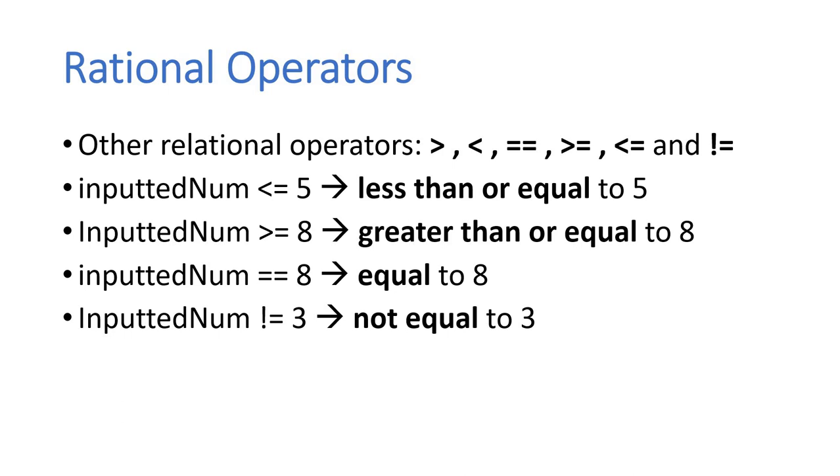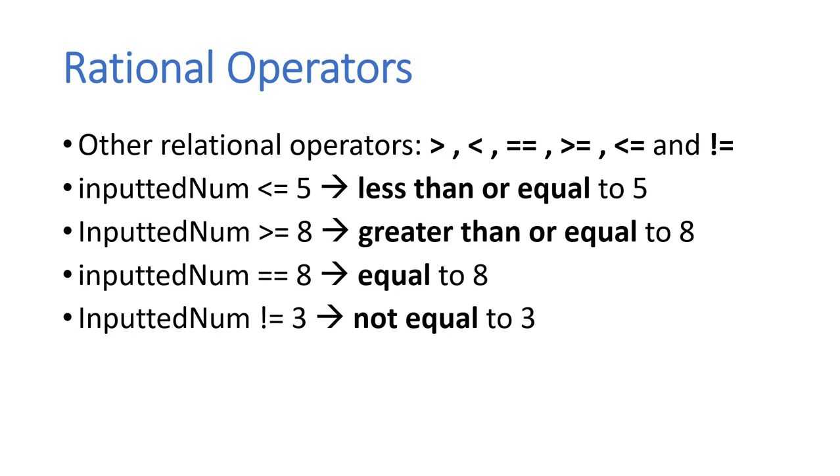To check equality, we would use double equal signs, and this would check if the inputted number is equal to 8. If it is, the statement would be true. If not, the statement would be false. To check for inequality, we use an exclamation point and an equal sign. In this case, the statement would be true as long as inputted num doesn't equal 3. It would be false in the case that inputted num equals 3.